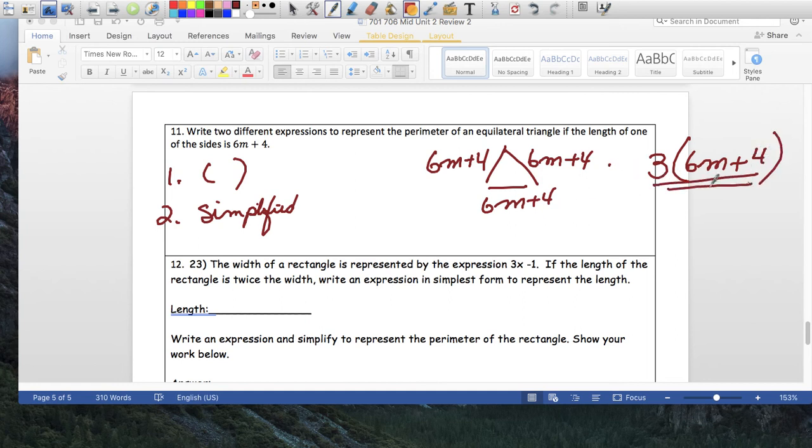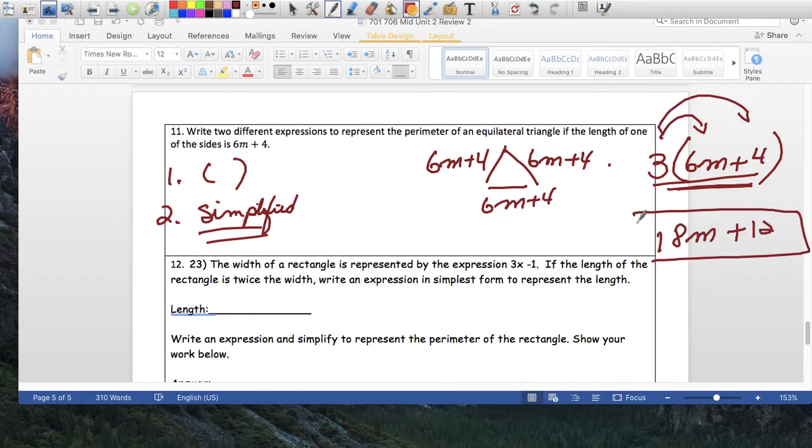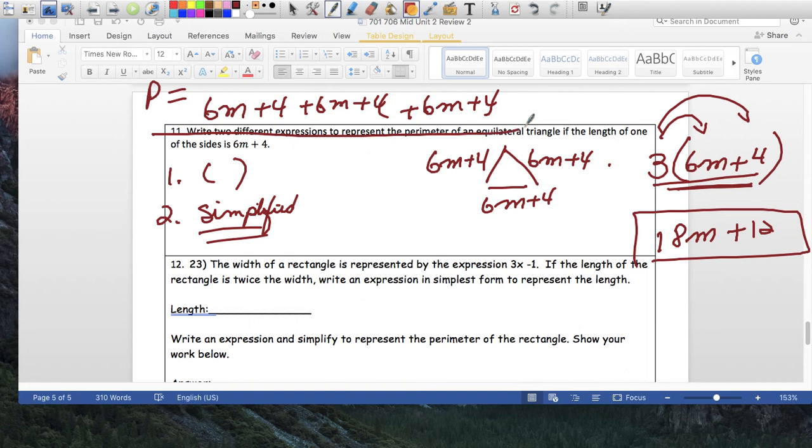So that's one expression. A simplified one would be, well, I can take these 2, get 18m, and 3 times 4 is 12. So this would be the simplified version. Now, if you wrote 6m plus 4 plus 6m plus 4 plus 6m plus 4 to represent the perimeter of this triangle, it's not incorrect. It's definitely not incorrect, okay? But if they're asking for an expression that has parentheses, then you would write it in this way.